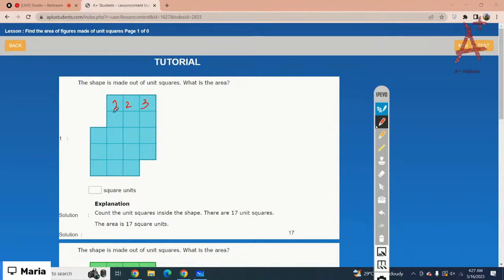1, 2, 3, 4, 5, 6, 7, 8, 9, 10, 11, 12, 13, 14, 15, 16, 17. So count the unit squares inside the shape. There are 17 unit squares. So the area of the shape is 17 unit squares. Got it? Let's just start with the test questions.